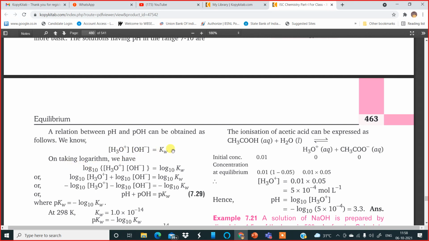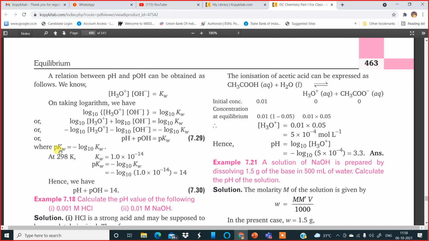If you take logarithm on both sides, this will give the logarithm of the ionic product, because this is called the ionic product. So we get a term pKw, negative logarithm. pKw is equal to the negative logarithm to the base 10 of Kw. So pH plus pOH is also called pKw. Remember Kw is 1.0 × 10 power minus 14. So pKw will be equal to minus logarithm to the base 10 of Kw, and that is how we get the value of pKw, which comes to 14 in this case. Remember, if we add pH plus pOH, it will always come to 14.